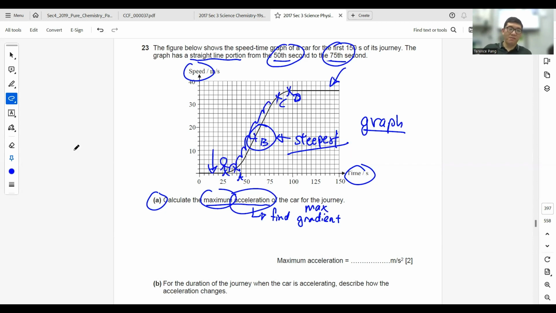With that, you can then find the gradient. What is the formula for gradient in terms of a graph? Y over x. Rise over run. Gradient is rise over run. It's not just y over x, it's a change in y over a change in x. So it's y2 minus y1 over x2 minus x1.